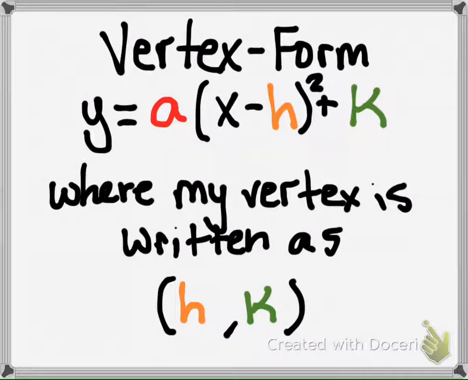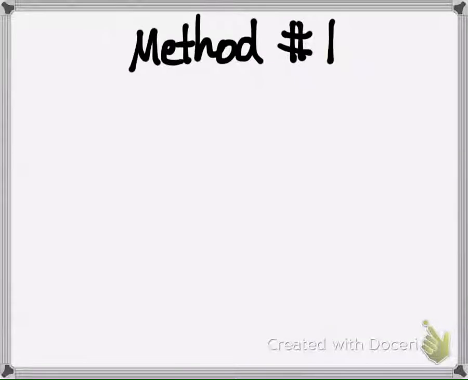So if I have 2 points to the left of the vertex, I'll know exactly where 2 points to the right of my vertex will be. So without further ado, let's get started. Our first method is finding the vertex and then plugging it into our equation.